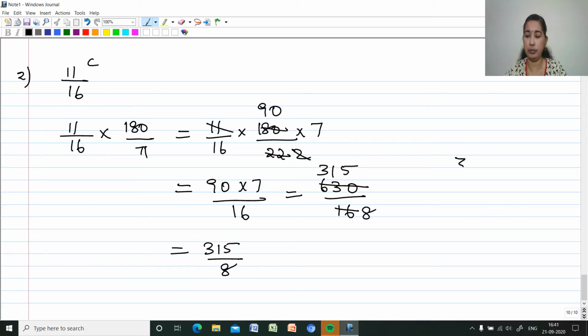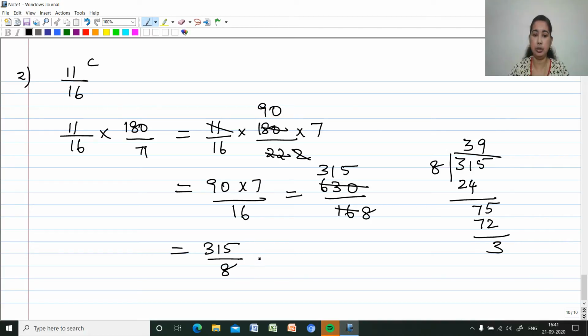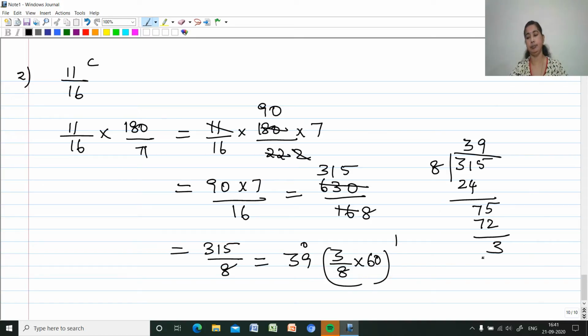Now go for long division. 315 by 8. 8 3s are 24. Then 75, 8 9s are 72. Remainder 3. So this can be written as 39 degrees, remaining 3 by 8. 3 by 8 into 60 minutes. We are converting to minutes and seconds.